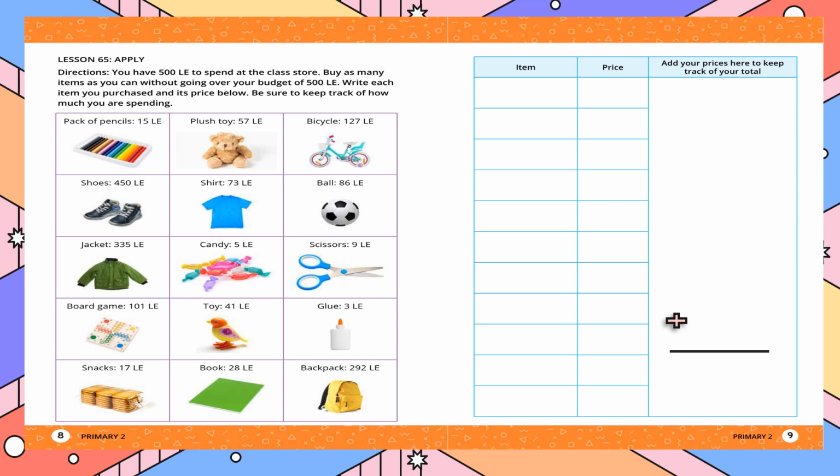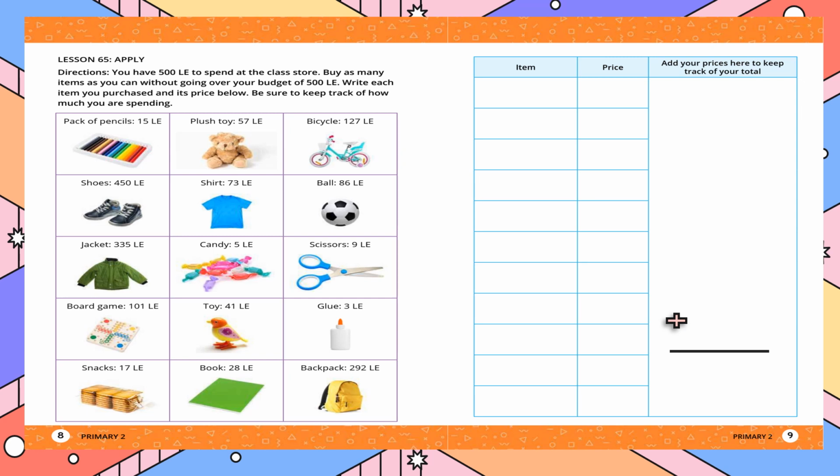Let's move to lesson 65. You have 500 LE to spend at the class store. Buy as many items as you can without going over your budget of 500 LE. So now our budget is 500 LE. We want to buy many items without going over our budget.